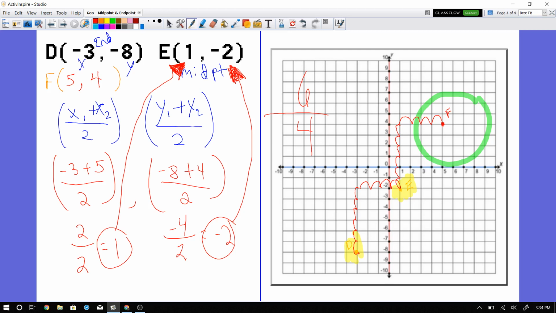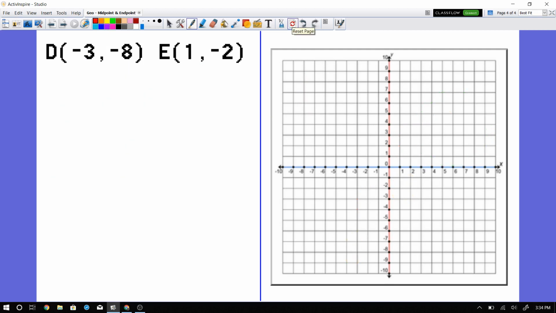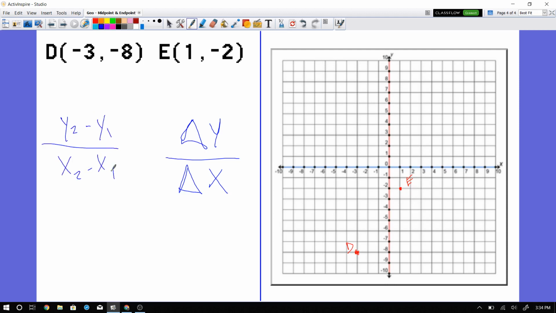So I'm just going to clear this off, and I'm going to plot these 2 points, and then I'm going to show you the slope on all 3 problems again without doing any work. So I don't encourage you to do this, but I'm doing it as a way so you can check it. So D, and then 1, -2, E. Okay. Slope is rise over run, or the change in y over the change in x. That looked like this: y2 minus y1 over x2 minus x1, and then you'd end up getting the 6 over 4 like I had before.